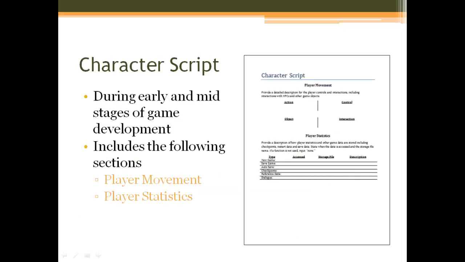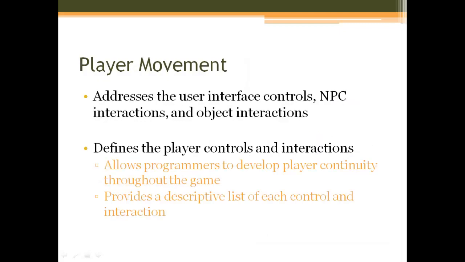The character script document is created during the early and mid stages of the game's development, and it includes the player movement and player statistics. The player movement addresses the user interface controls, the NPC interactions, and object interactions. The player movement section defines the player controls and interactions, and it allows programmers to develop player continuity throughout the game. It also provides a descriptive list of each control and interaction.